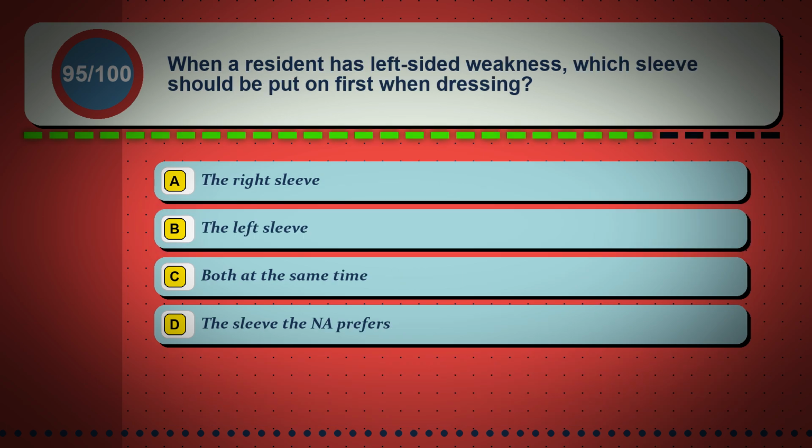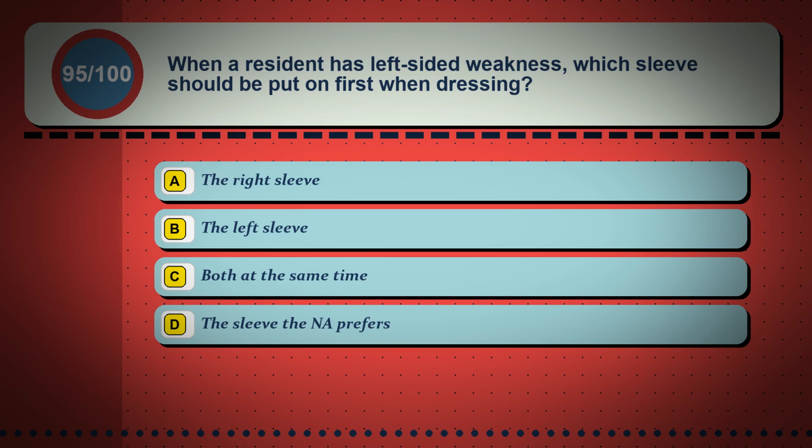Question 95. When a resident has left-sided weakness, which sleeve should be put on first when dressing? Option A, the right sleeve. Option B, the left sleeve. Option C, both at the same time. Option D, the sleeve the NA prefers.